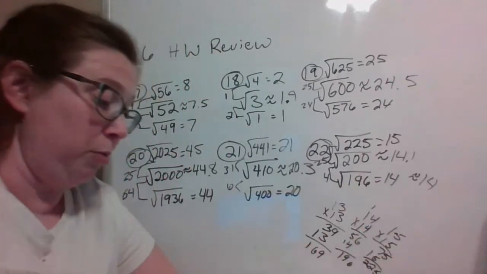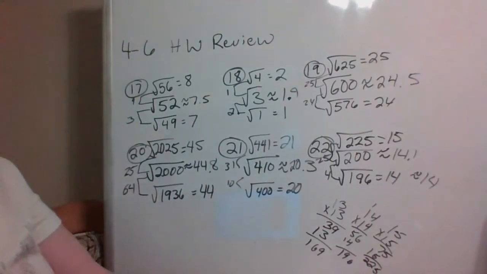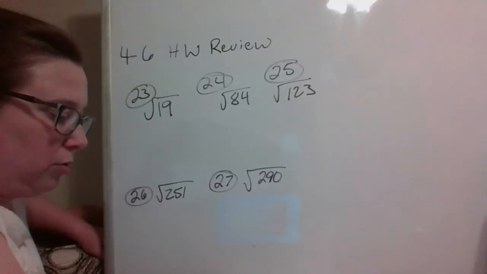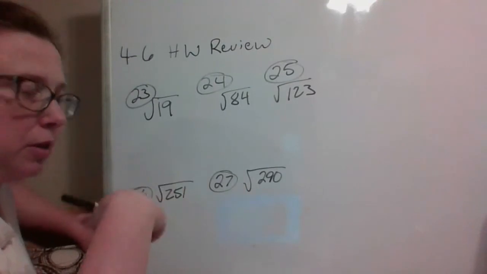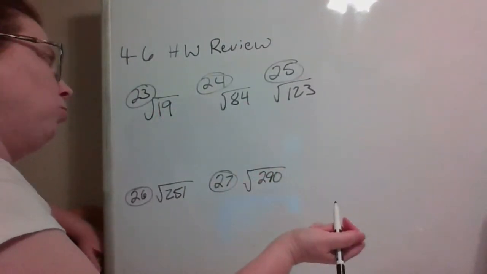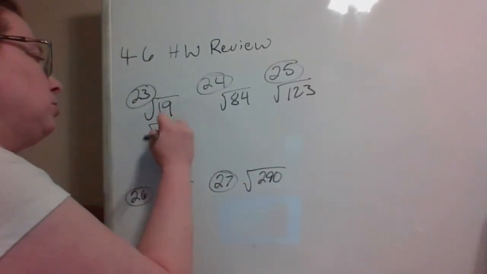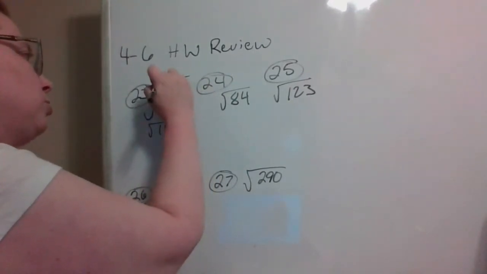The next couple, we're going to the nearest hundredth, so we definitely need some more space on the board. These ones we are supposed to estimate to the nearest hundredth, which means, remember, we need to go out to the thousandth and then come back to the hundredth. First thing we need to do is figure out what our perfect squares are above and below. So this one would be 16 and 25.